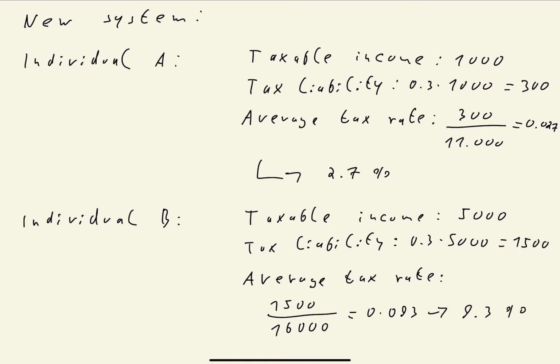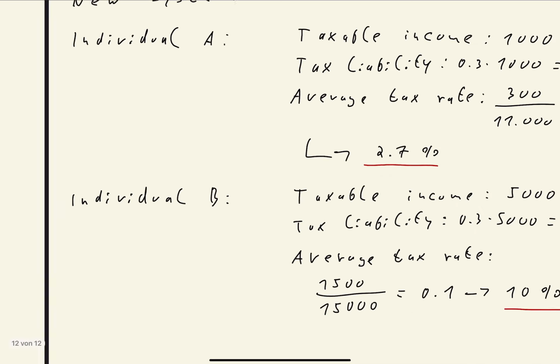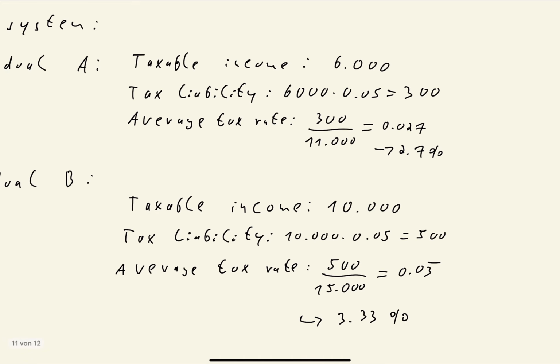Sorry, there's a mistake here. It's not 16,000, it's 15,000. Let me just correct this real quick. So then this is equal to 0.1, and therefore we have an average tax rate of 10%. And now if you compare the average tax rate of individual A and individual B, you see that the difference under the new system is much higher than the difference under the old system.